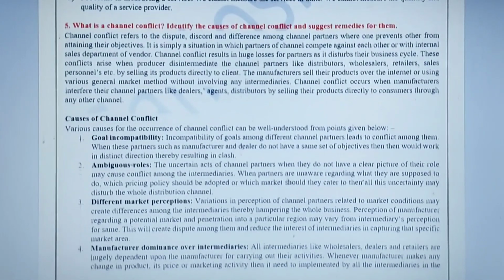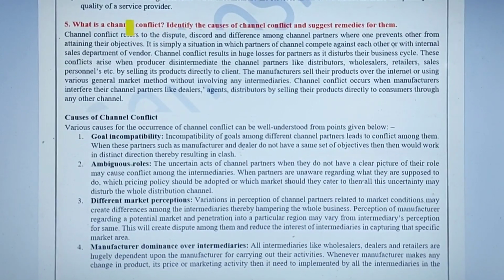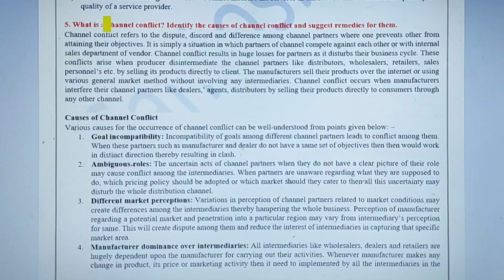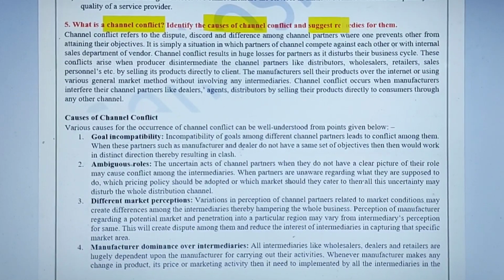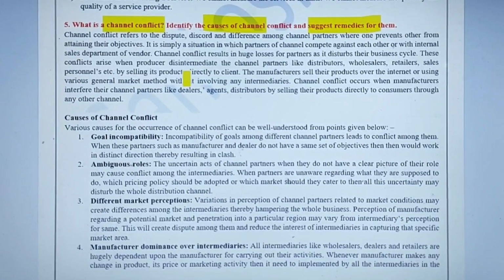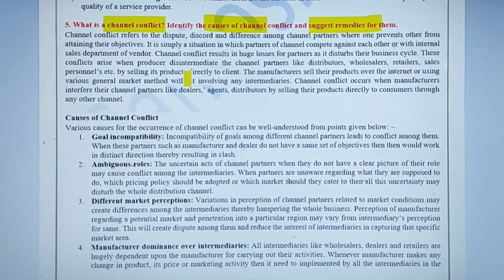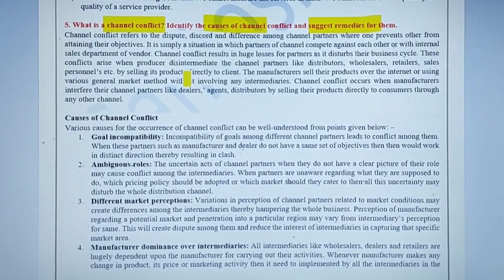Let's move on to question number 5. Very important question, very common question, and almost in every exam you get this question on channel conflict. This question particularly asks for writing the causes of channel conflict and what measures or remedies are available to solve this conflict. As the name implies, channel conflict means conflict in the distribution channel. I mean the retailers, wholesalers, dealers are in conflict with one another.